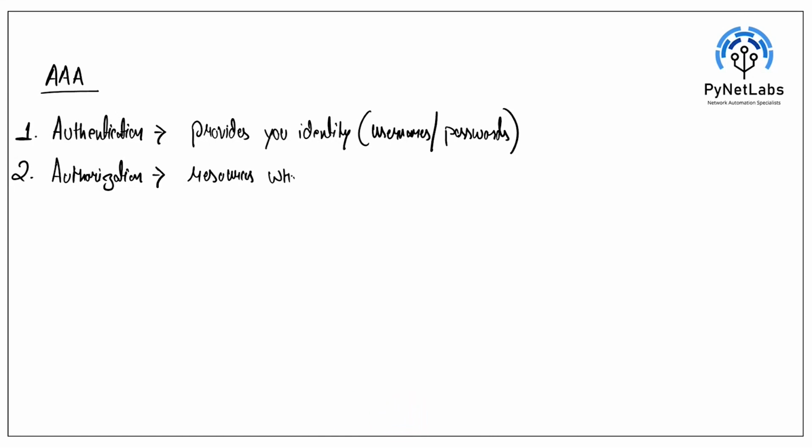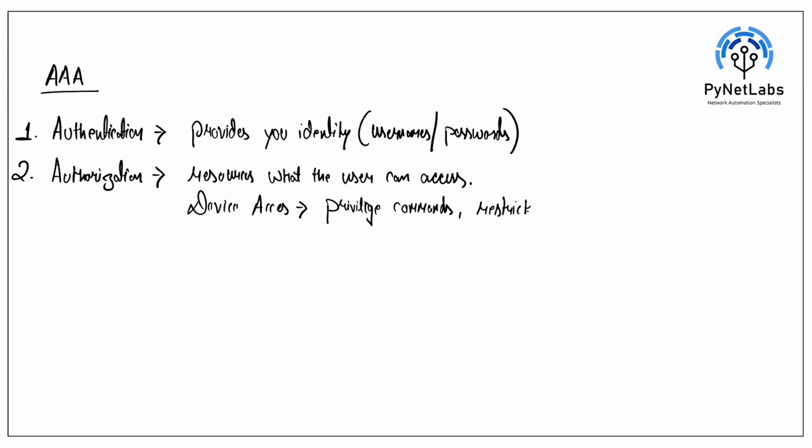Resources that the user can access. Like if I take the example of real production environments, for example, device access. In device access, guys, you are allowed to use privilege commands, like all the show commands and troubleshooting. So let's say you are restricted from erasing the configurations. You can only use the command show running config, show startup config, but you are not allowed to erase the configuration. So this is what device access refers to, just some privilege command access.